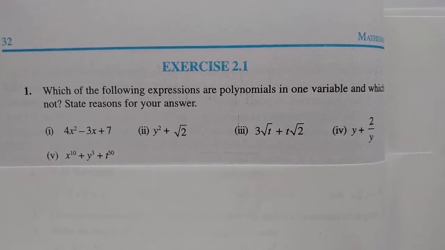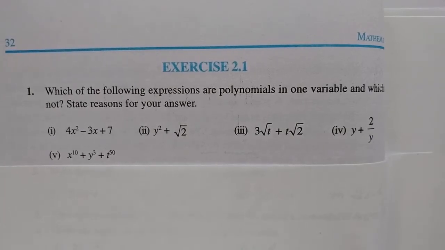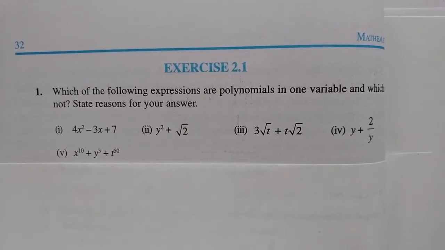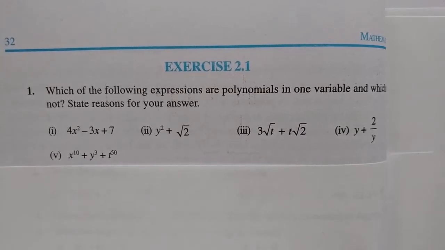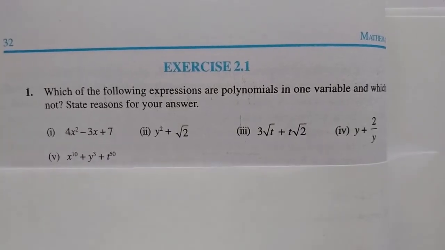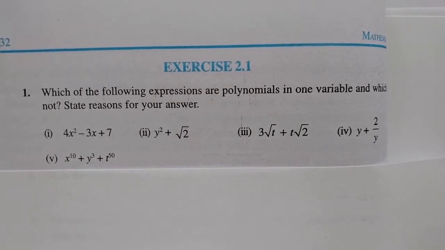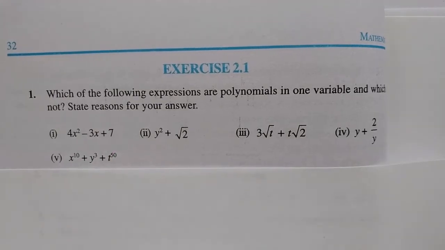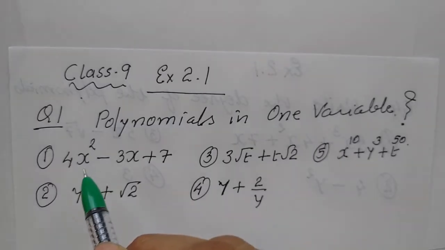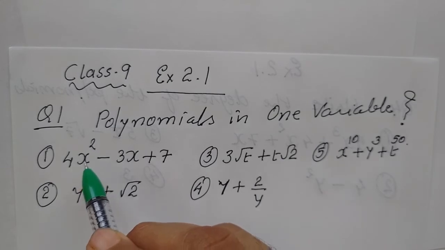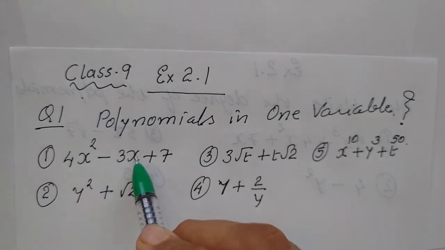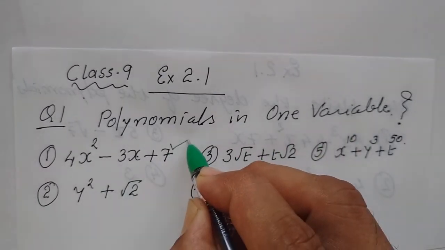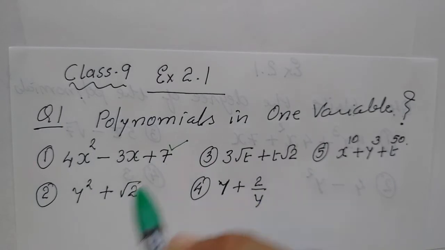each polynomial is having one variable, yes or no. If it is having one variable, then also you have to check whether it is a polynomial or not. Okay, so let us start. First one, 4x square minus 3x plus 7. Here you can see that x, so only one variable is there. So children, this is a polynomial having one variable.